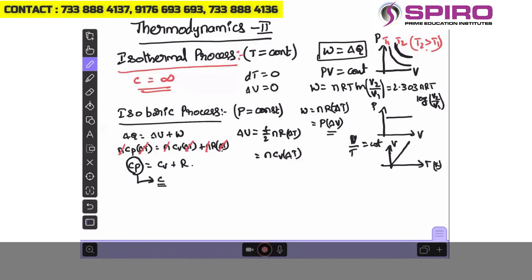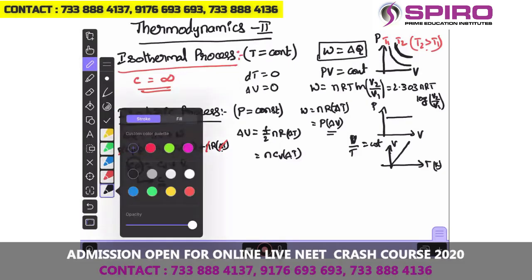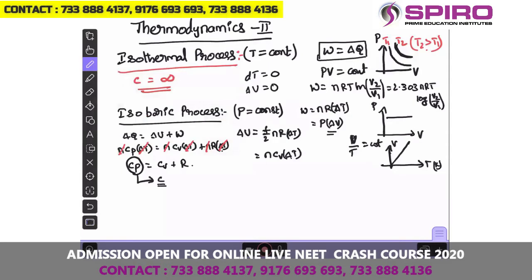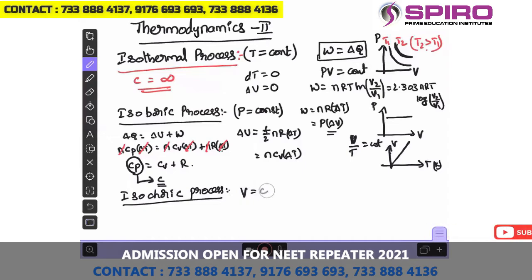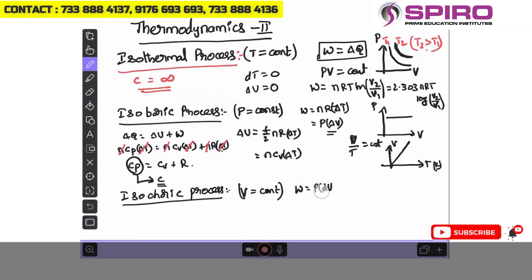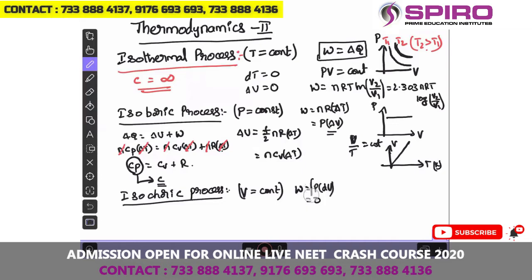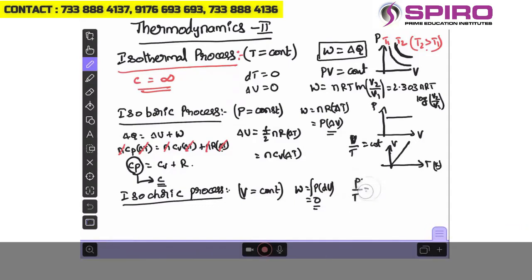Now we will go for one more process, which is also a significant process, the isochoric process. In the isochoric process, volume is constant. Being volume constant, the work done is given by integral P dV. dV will be 0, so work done will be 0. And the process equation is P by T will be constant.